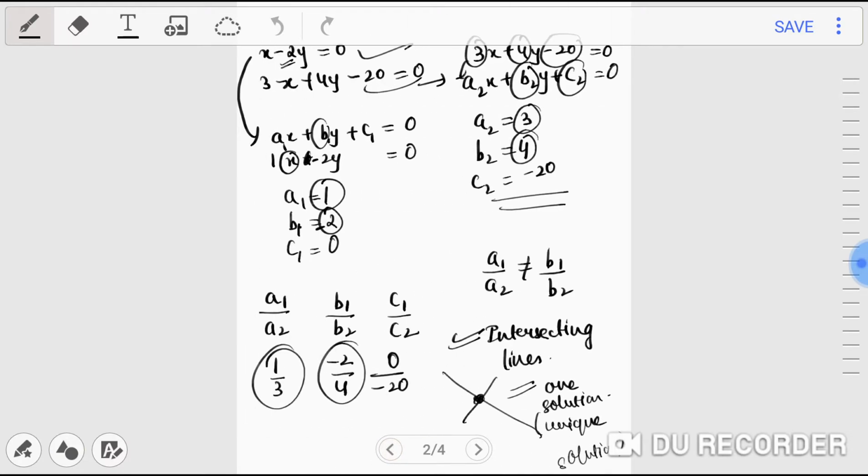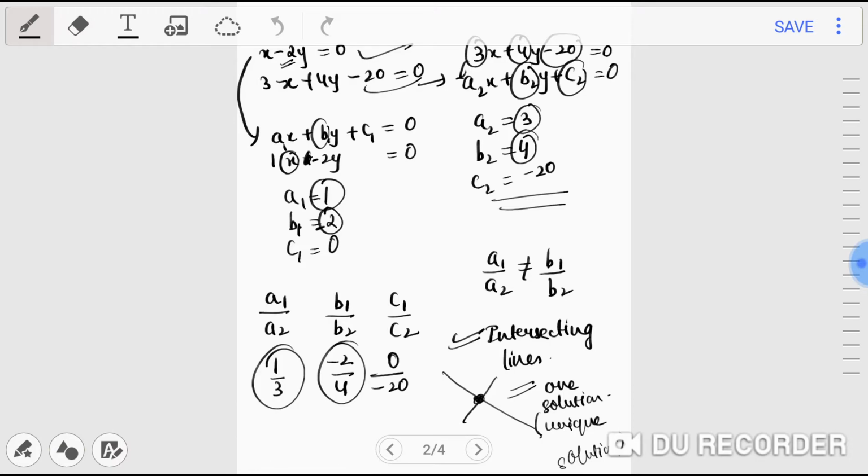I'll revise it again. So you first have to make an equation. The equation will be given in your problem. You have to compare it with the standard form, a1x plus b1y plus c1 is equal to 0. Your first equation you compare and get the values of a1, b1, c1. Your second equation you compare with a2x plus b2y plus c2, and from there you will get the values of a2, b2, c2. And now you have to make the ratios a1 upon a2, b1 upon b2, c1 upon c2.